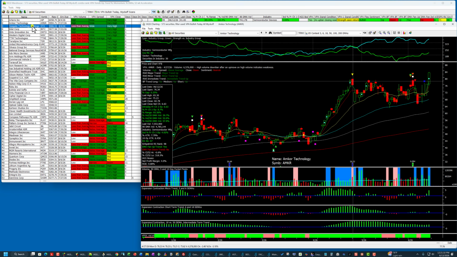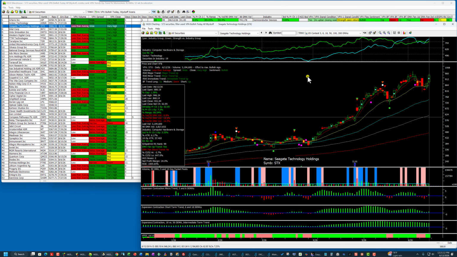Okay, these are all familiar names here. State Technology, this is a stock that I doubt many of us are in. If you're in, great. You made a lot of money. But it comes up because it's in the Wyckoff filters, and also it's in a VPA filter. It has to have a VPA signal.